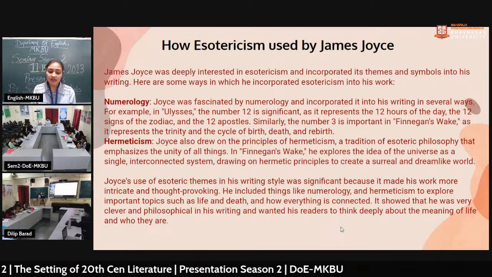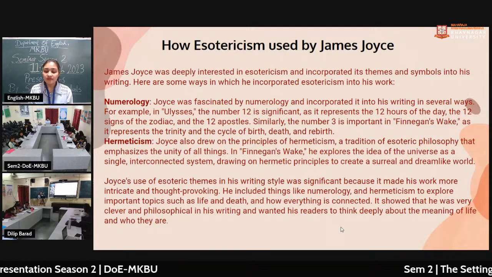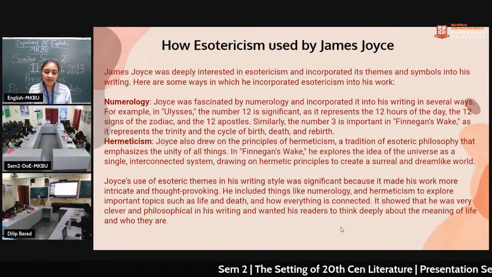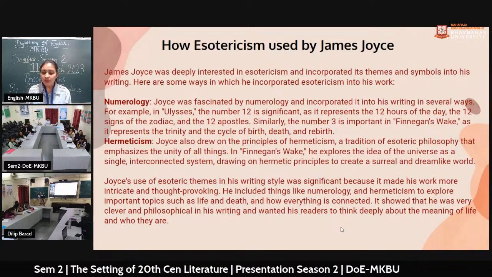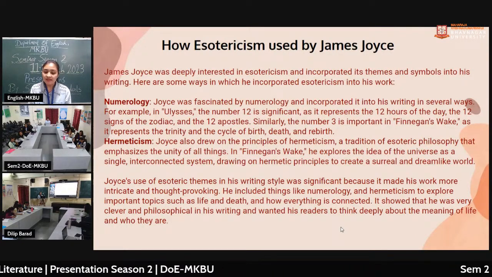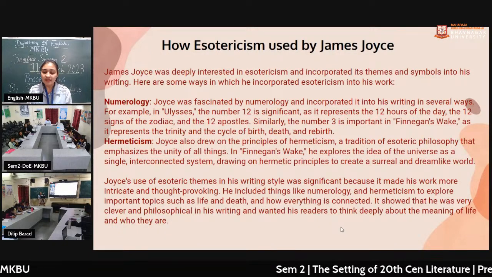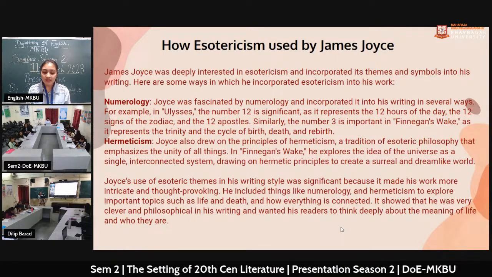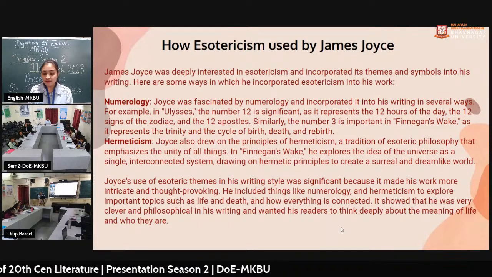Joyce's use of esoteric themes in his writing style was significant because it made his work more intricate and thought-provoking. He included things like numerology and hermeticism to explore important topics such as life and death and how everything is connected. It showed that he was very clever and philosophical in his writing and wanted his readers to think deeply about the meaning of life and who they are.